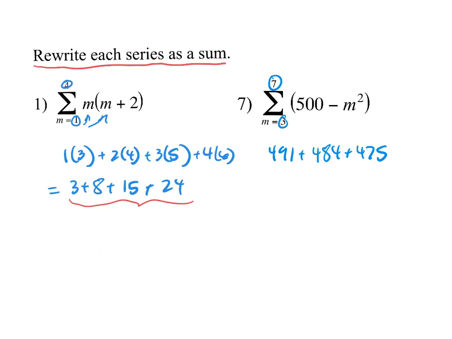And 500 minus 36 is 464. And I'm going to squeeze in the last one here when I get to 49, 7 squared. And that's going to be 451. So this is the expanded sum here. The first term I calculated when m was 3. This is when m was 4. This is when m was 5. This is when m was 6. And this is when m was 7. So that's how these sums work. Just getting used to the mechanics here.